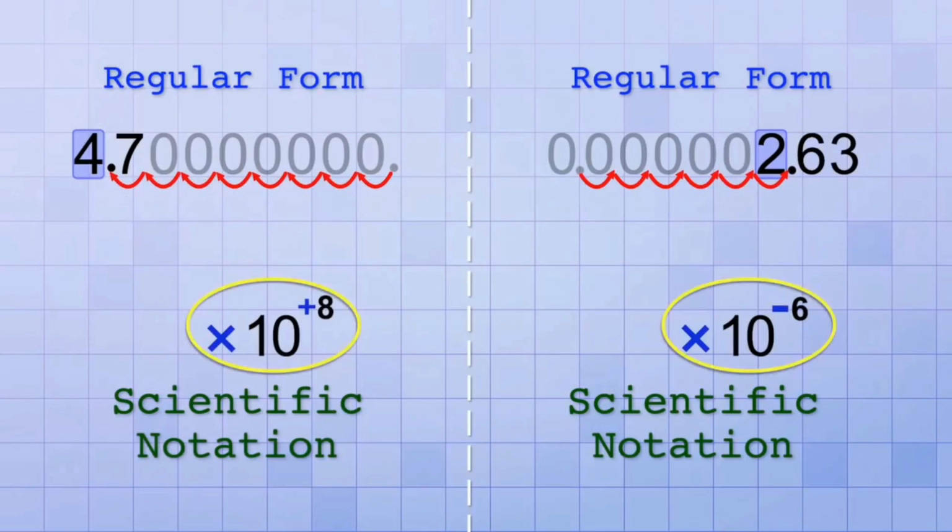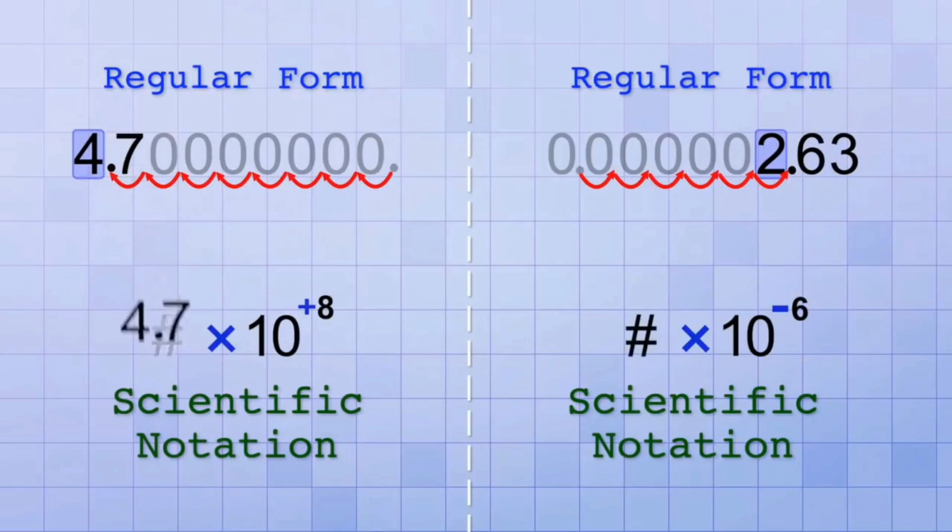So that gives you the times 10 to the something part of the scientific notation. And to get the number that is multiplied by that power of 10, we just take the shifted decimal point and remove the zeros that don't really need to be shown.